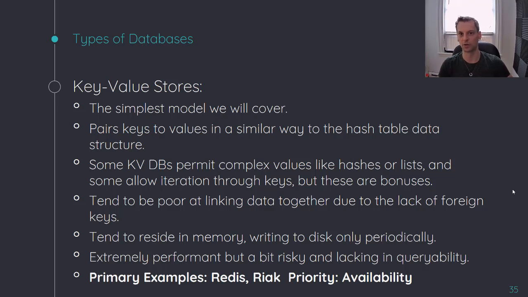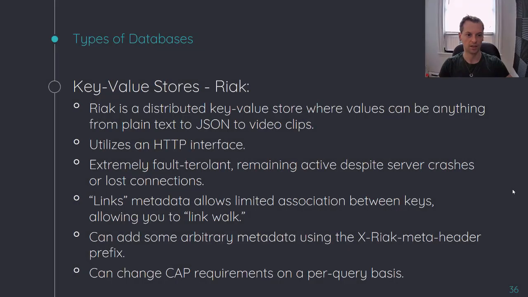Obviously, if your system goes down and it's stored in memory, you're going to lose anything that wasn't persisted to disk. And you can't query it like you can with a relational database. You are basically trying to access the stuff that is at a key to get its value. So primary examples for our purposes are going to be Redis and Riak. And the priority for key value databases is availability.